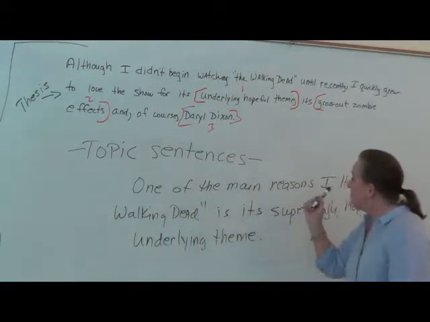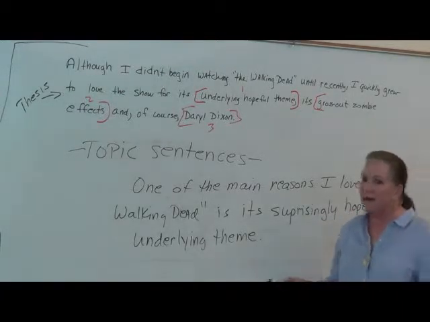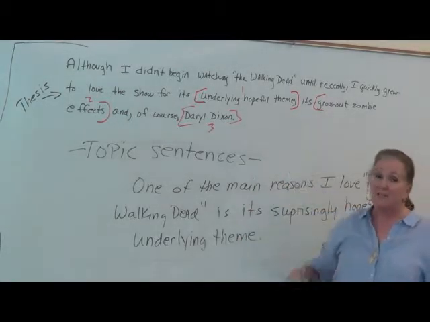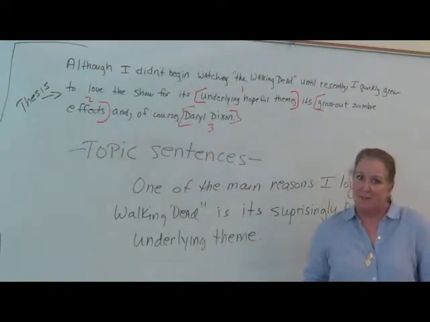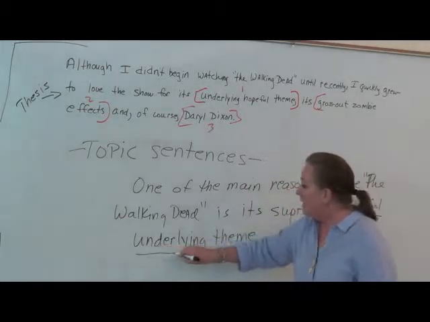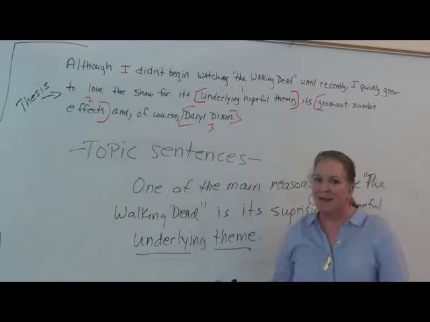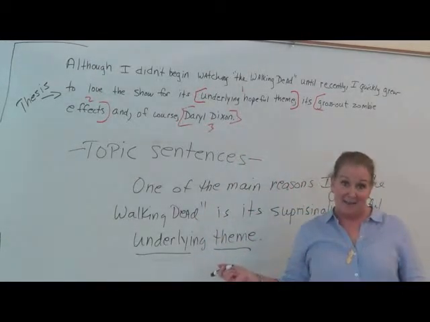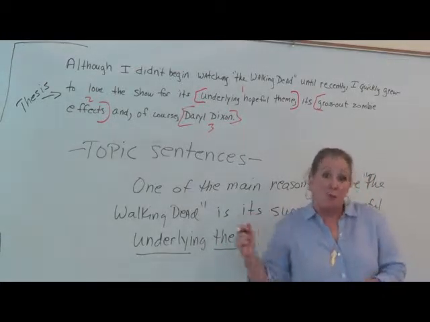So I've got this. One of the main reasons I love The Walking Dead is its surprisingly hopeful underlying theme. This would serve as a topic sentence to that section of the paper in which I'm going to talk about point 1. In this case, I've made it a really crystal clear topic sentence because I've actually used the same wording, hopeful, underlying, and theme, that I used in the thesis statement. So somebody would have to be a complete lunatic not to see that that's the point I'm talking about here. So that's a nice, easy way to write a good, clear topic sentence to make sure you are on point.